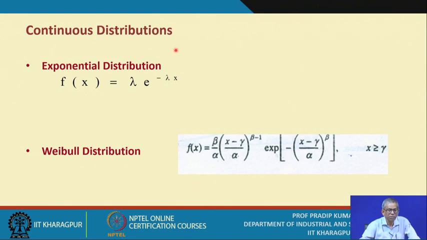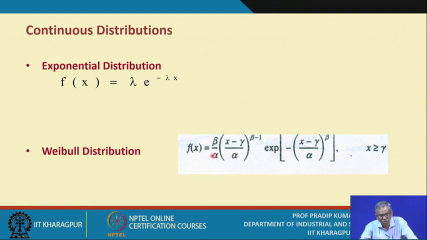So this is another example. Now, under continuous distributions, the exponential distribution is also used, and the Weibull distribution, particularly when you try to model the reliability function of a component. And what is reliability? Reliability, as you know, is one of the dimensions of quality. So this is the probability density function for the Weibull distribution, and the exponential distribution is a particular case of the Weibull distribution.